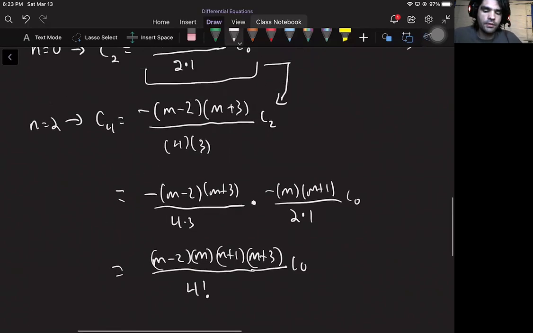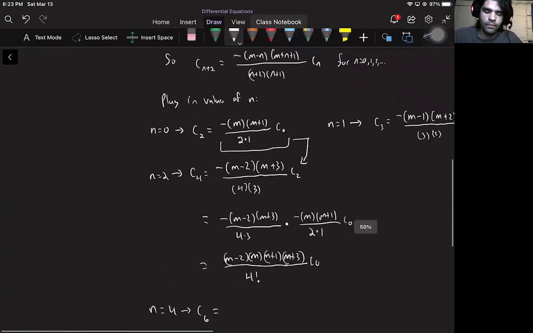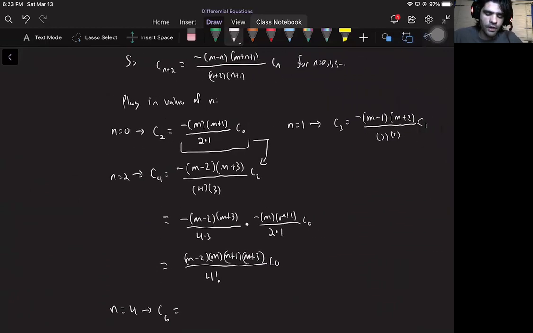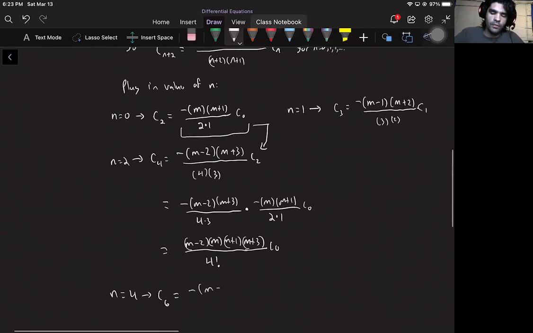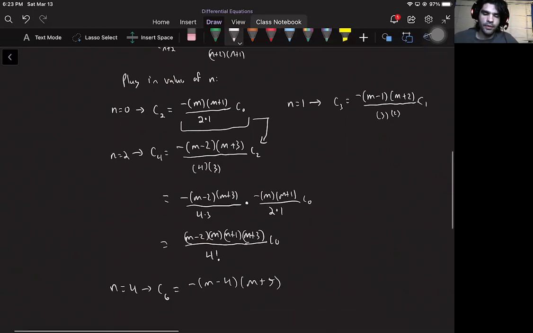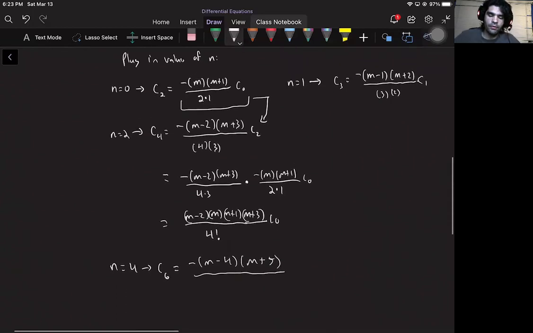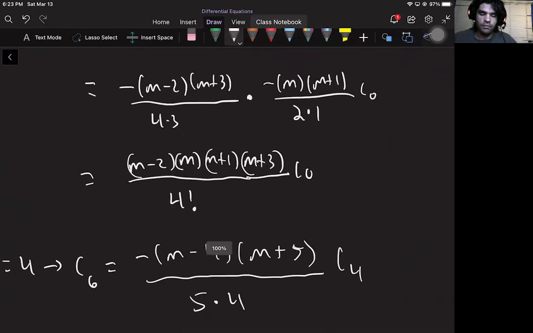Okay, so C6 should be still using that same formula. So what's happening is when I plug in N equals 4, I'm getting a new M minus that number. And then I'm getting an M plus the next number, 5. So there's this, and then on the bottom would be 5 and 4. And then C4.